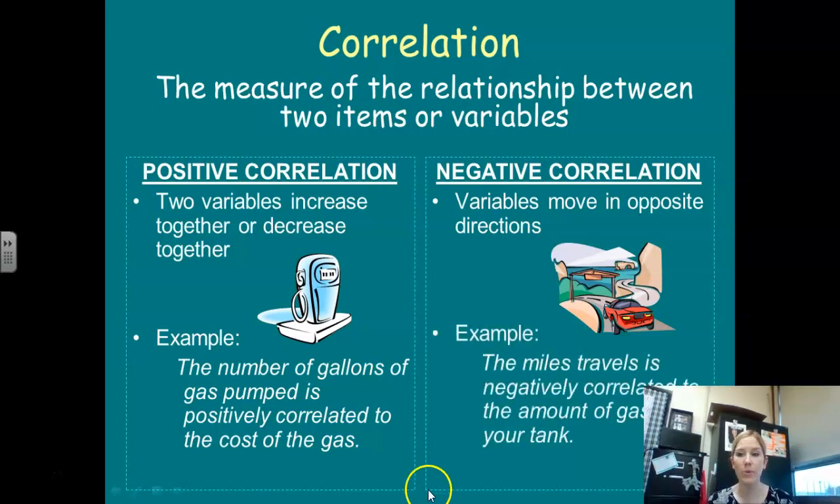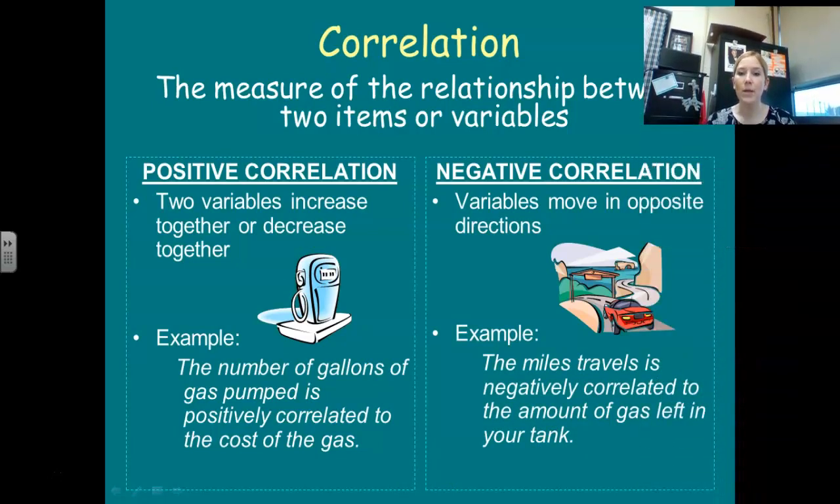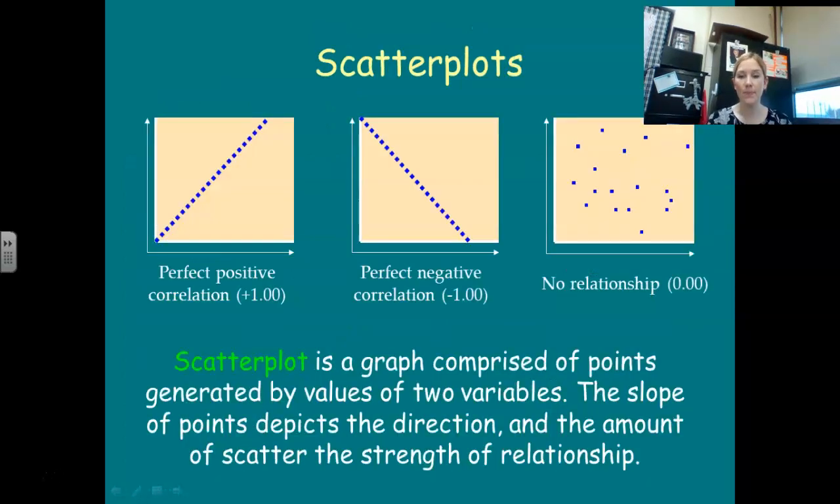Let me give you an example of this. I'll move this out of the way so you can see what I'm talking about here. The miles traveled by a car is negatively correlated to the amount of gas left in the tank. The more you are using your car, the more gas you are taking out of the tank, so obviously it's going lower. See how they're going in opposite directions of one another. That helps you to identify negatively correlated relationships.